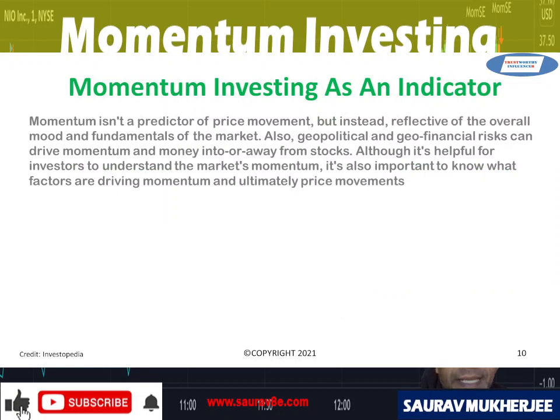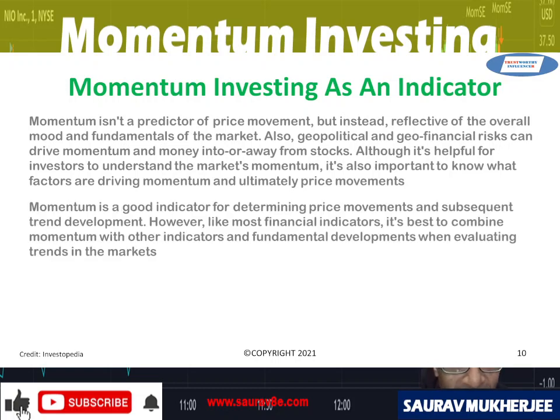One last point again: momentum isn't a predictor of price movement, but instead reflective of the overall mood and fundamentals of the market. Also, geopolitical and geofinancial risks can drive momentum and money into or away from stocks. Although it's helpful for investors to understand the market's momentum, it's also important to know what factors are driving momentum and ultimately price movements.